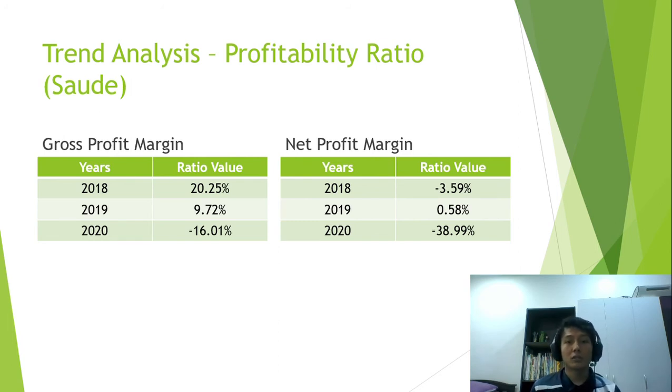In the year 2018, the company had the highest percentage of gross profit margin, which is 20.25%. Indicates that every 1 ringgit sales, the company makes approximately 21 cents of gross profit.